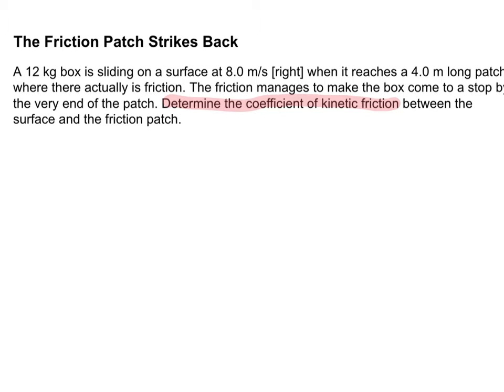The coefficient of kinetic friction, that's related to forces in Newton's laws. So that's going to be coming at the end. So now we're going to start with some kinematic stuff, some big five stuff. So at the beginning, they say it starts at 8 meters per second, right? Has a displacement of 4.0 meters and comes to a stop. So that's three values given about the kinematics of this box.